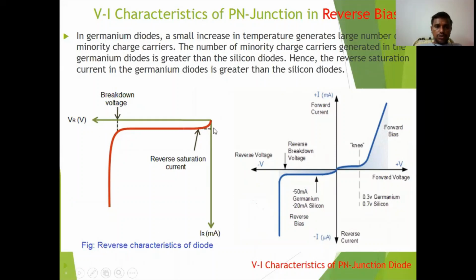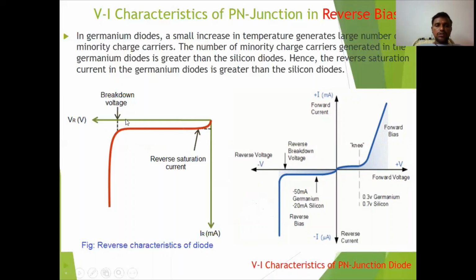At the starting point, there is some reverse saturation current that will flow due to minority carriers. As I increase the voltage, that is the reverse voltage, here positive, in forward bias we have taken the forward voltage, and in reverse bias we are considering that as the reverse voltage. So as we increase the reverse voltage at the starting point, up to this point, what happened? A small current flows. That current is nothing but the reverse saturation current.